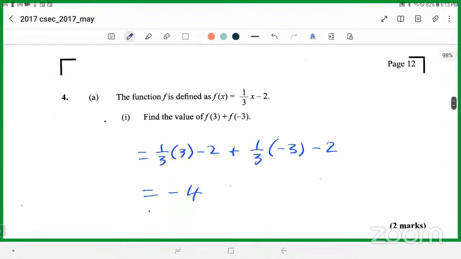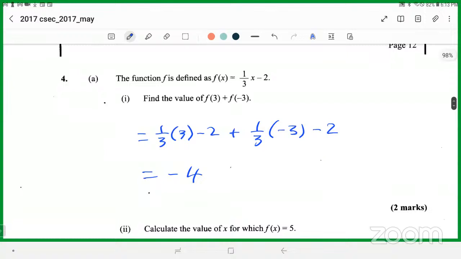All right? You can't lose marks on these things, they're too easy. You all need to practice more. If you're losing marks on these, you need to practice more.